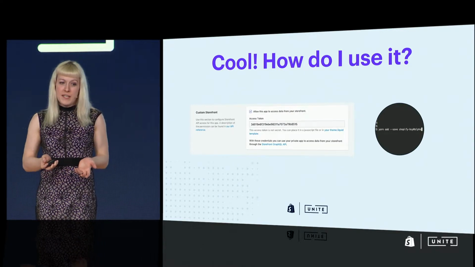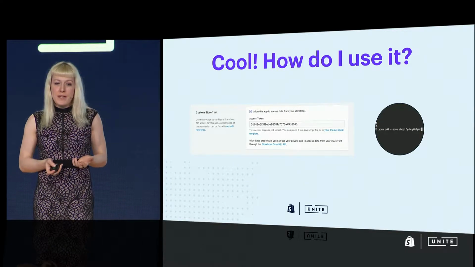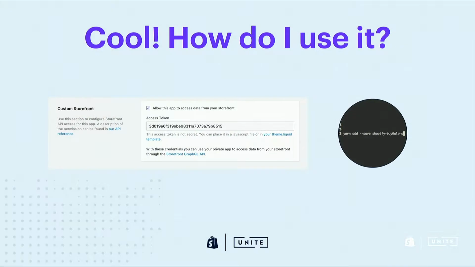So how can you access this today? We've added an interface to the private app section. You can check the box that says, allow this app to access data from your storefront, and this will turn on the API. That private app will act as a sales channel, make sure you have products published to it, and the API will just work. Once you have a storefront access token, you're just ready to go. If you have the Buy Button installed, you can actually pull down JS Buy at the alpha tag, and that's also set up to work with the new GraphQL API.